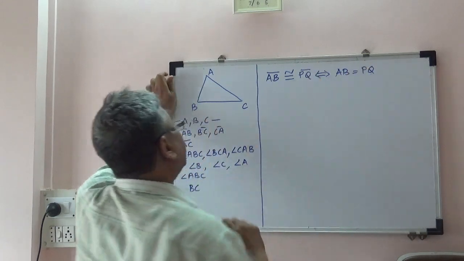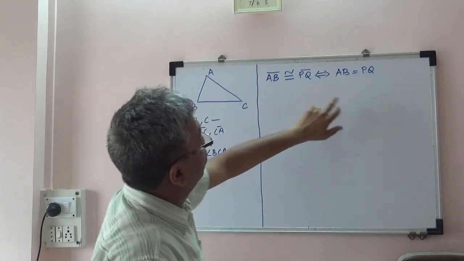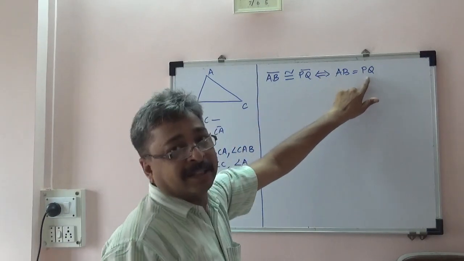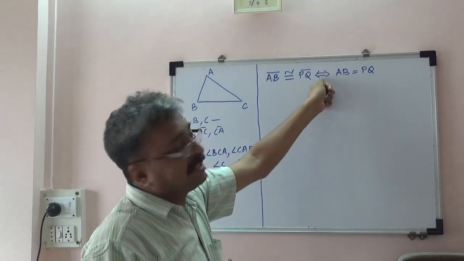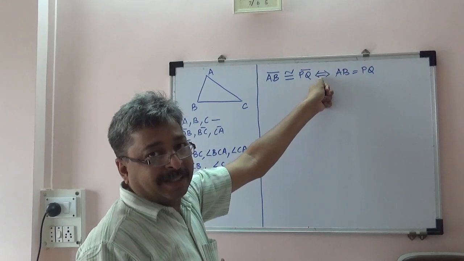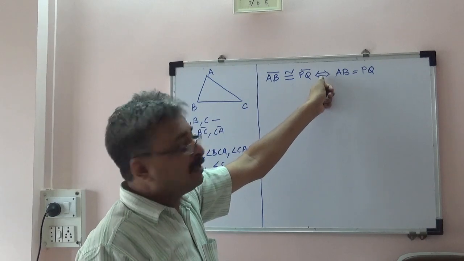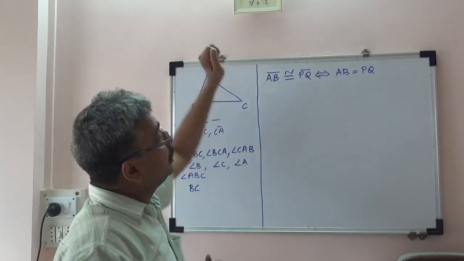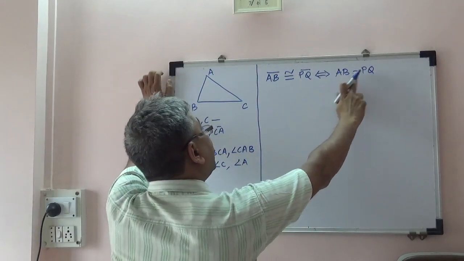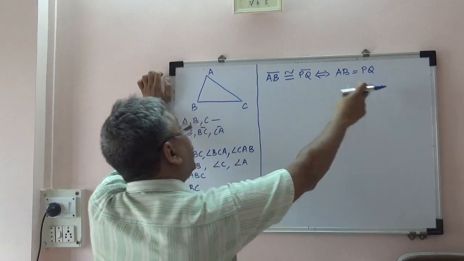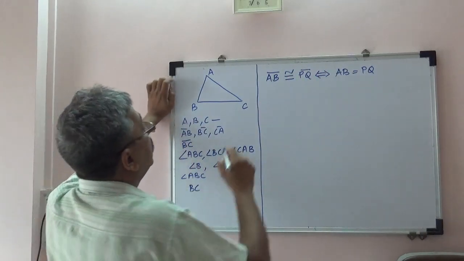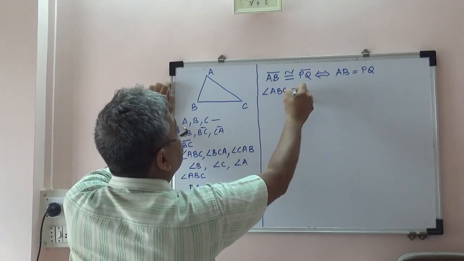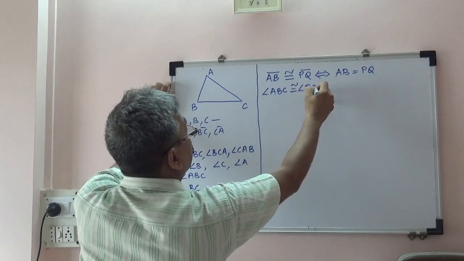In the first lecture we have seen that this is the segment, this is its length. So if two segments are congruent, that means their lengths are equal. And when this double-sided arrow comes, in maths we say it is if and only if. If and only if means you can go from this side to that side, and you can come back from that side to this side. So if I have two segments whose lengths are equal, AB is equal to PQ, then I can say two segments are congruent.